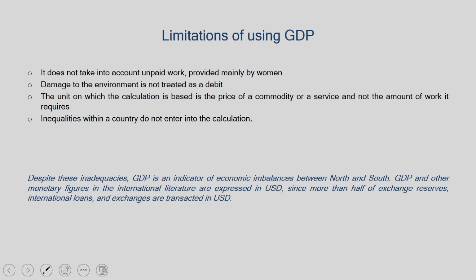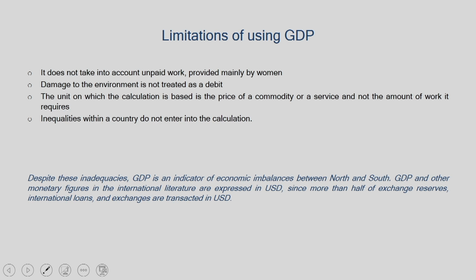Secondly, damage to environment is not treated as a debit. This basically means that when there is production of goods and services in an economy, there is a corresponding use of natural resources, which means that there is some kind of a damage to the environment.